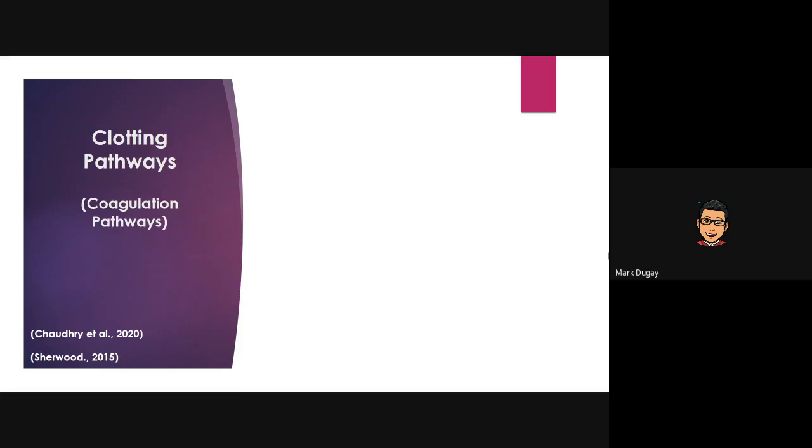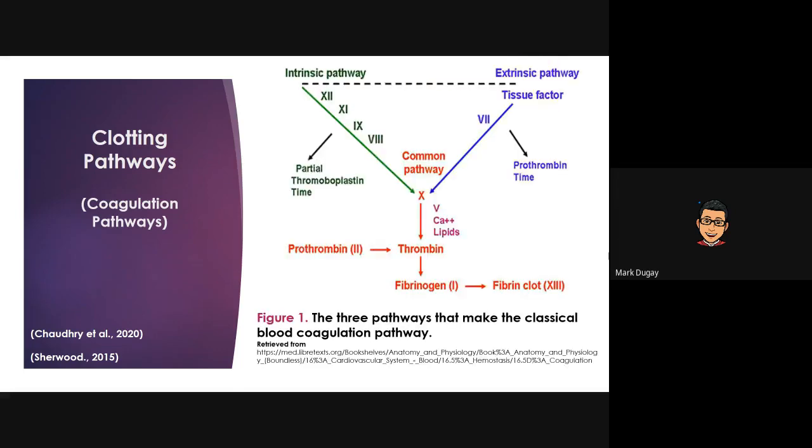There are three pathways involved in coagulation, as shown in the figure. We have the intrinsic pathway or the contact activation, the extrinsic pathway or the tissue factor, and the common pathway. Both the intrinsic pathway and extrinsic pathway originate separately but converge at a specific point to activate the common pathway.